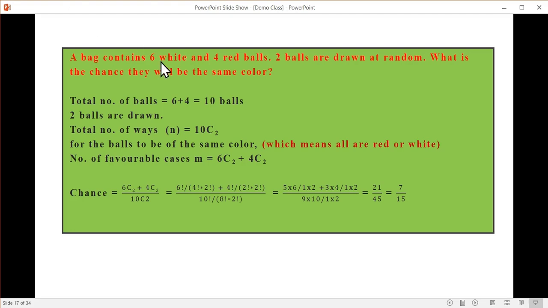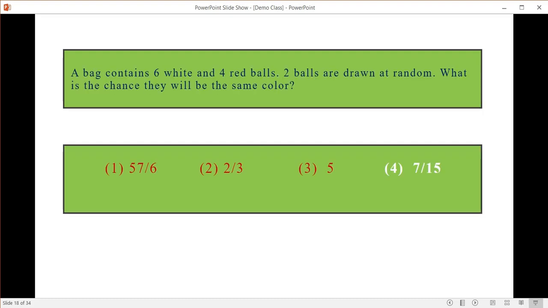So here the problem is that the balls will be the same color. In some problems they ask for one ball white and one ball red. That is a different problem, where we have to find the product of these two values. So there are different methods for different kinds of chance problems, and we have to go through all of them in future. Okay, next one. So the answer for this question is 7 by 15.